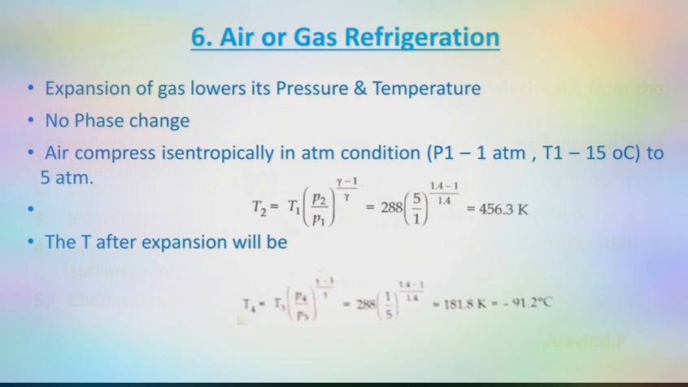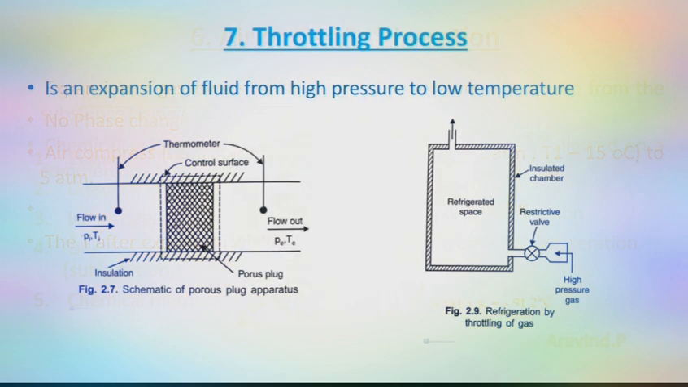Subsequently, the cooled air at high pressure can be expanded in a suitable device to the original pressure of 1 atmosphere. The temperature after expansion is given by the second equation, T4 equal to, and in this equation the temperature becomes minus 91.2 degrees centigrade. So different refrigeration systems use thermodynamic principles for lowering the temperature.